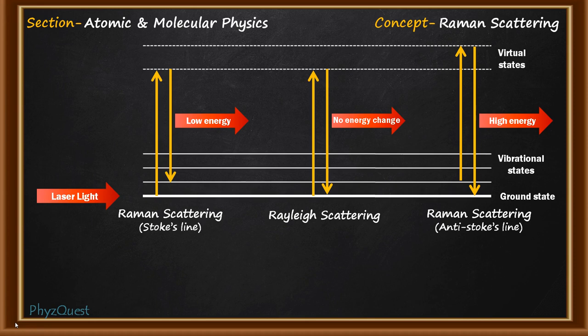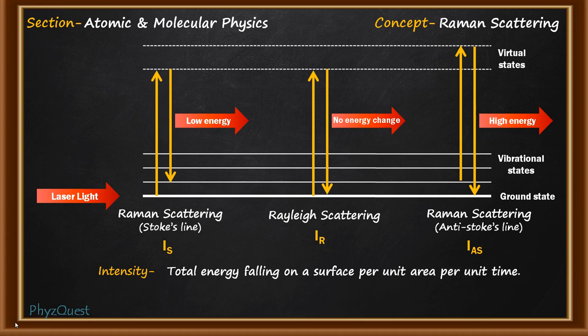The question here is about comparing the intensities of the three types of scattered radiation. Let us name the radiation. The Rayleigh scattering intensity is IR, the Raman scattering Stokes line is IS, and the anti-Stokes line intensity is IAS, which is mentioned in the question. By definition, intensity is the total energy falling on a surface per unit area per unit time. The total energy depends on the number of photons as well as the energy of each photon. This completely depends on the scattering process.